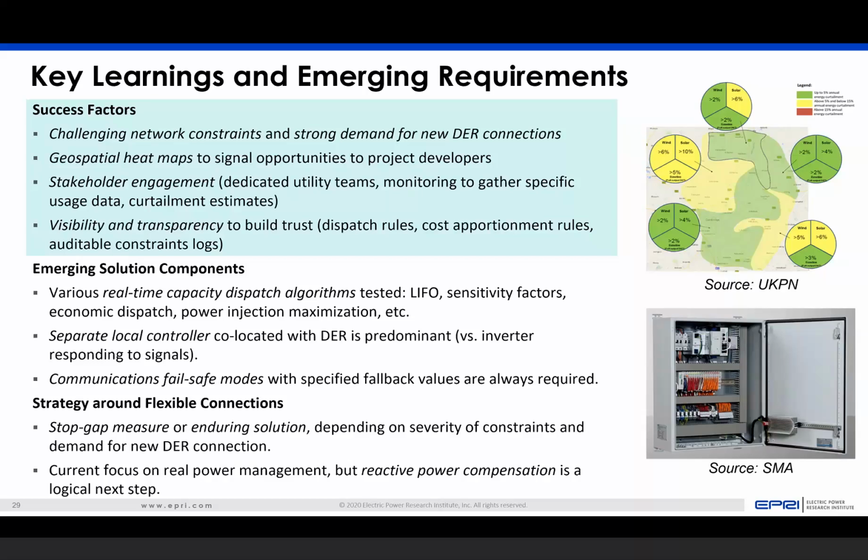Second is that several utilities who are exploring these arrangements are using heat maps to signal where there are opportunities for developers to connect using a flexible agreement. This can help provide a high-level signal of the amount of curtailment that developers might expect, and can also help raise awareness of this as an option going forward.